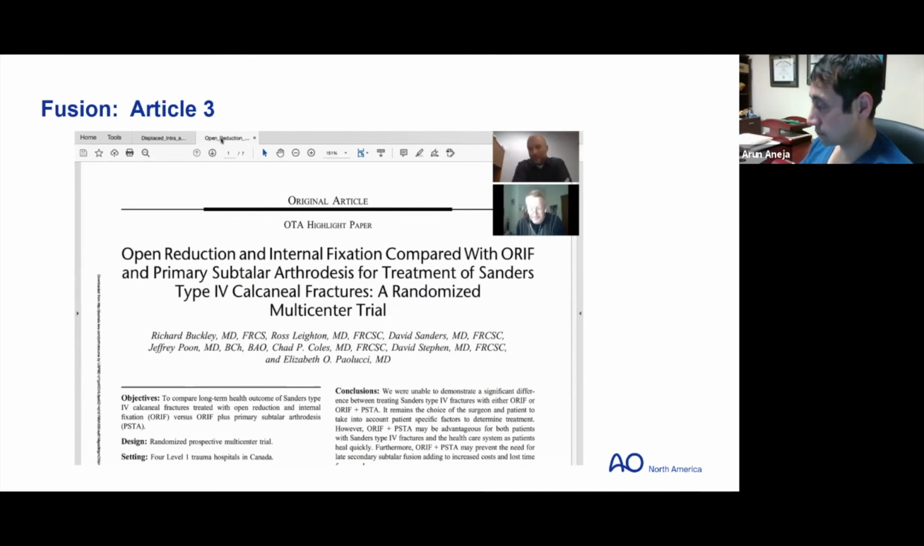Mm-hmm. And so we'll close. One of the last sentences in this paper says the best treatment option is to fit the patient, not the fracture. What are your comments on that statement?